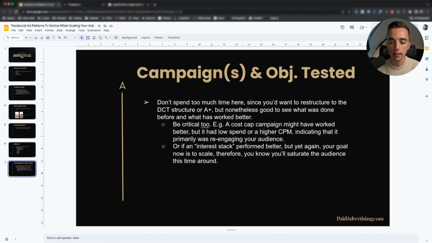They want you to go broad. So you either want to go with that, or we're starting to have more and more accounts now on Advantage Plus campaigns. So hey, that's a story for another day. But nonetheless, it's good to see what has been tested and done before in the account.